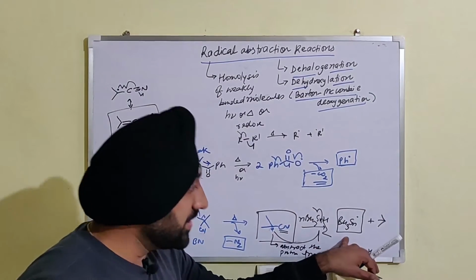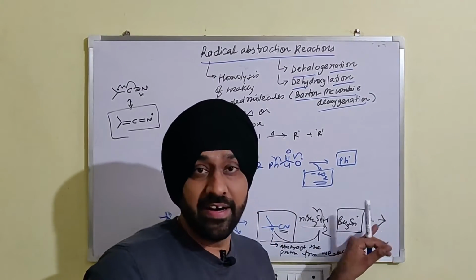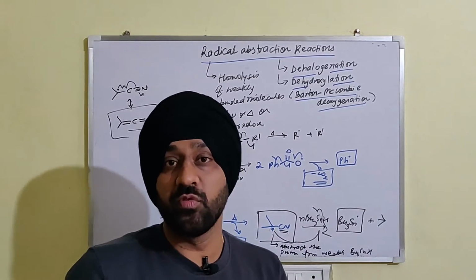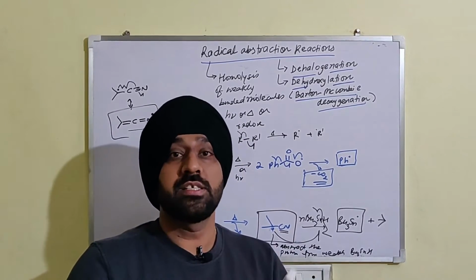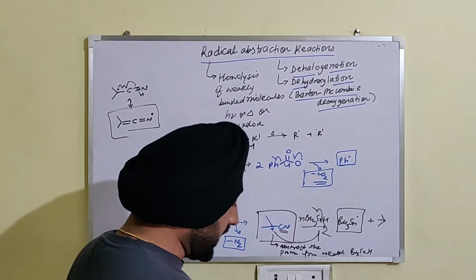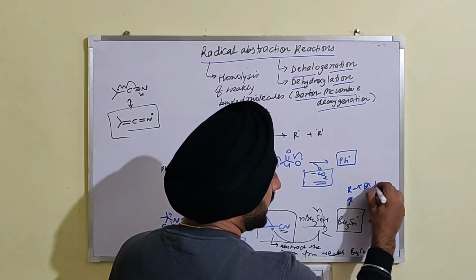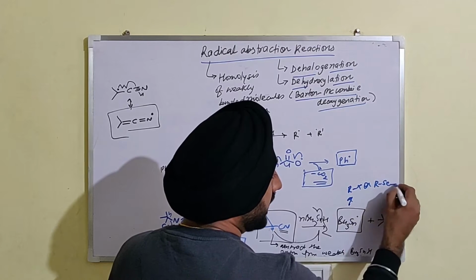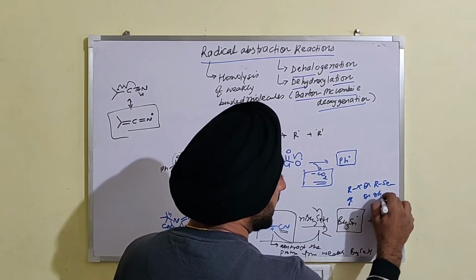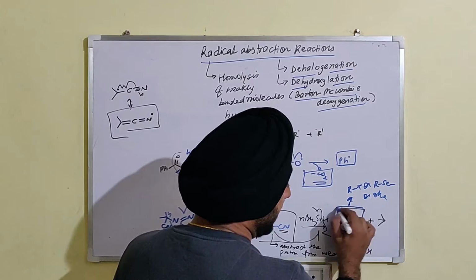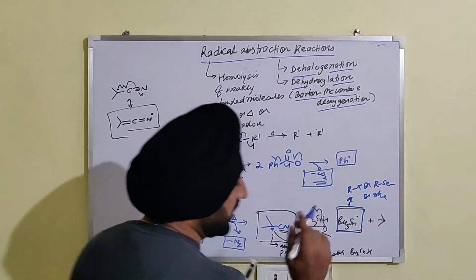Now this tributyl tin radical can react with various alkyl halides, selenides and other substrates. So it is this tributyl tin radical, and this is how it is generated.